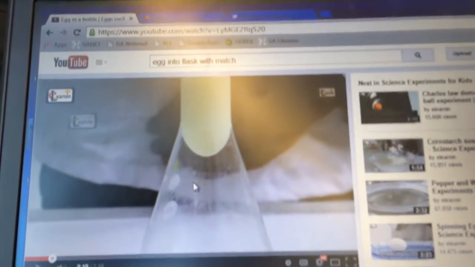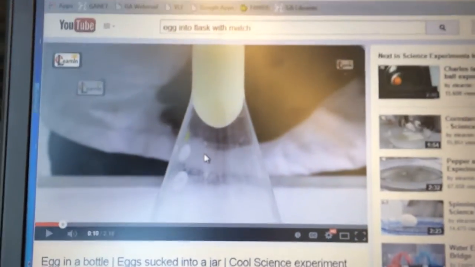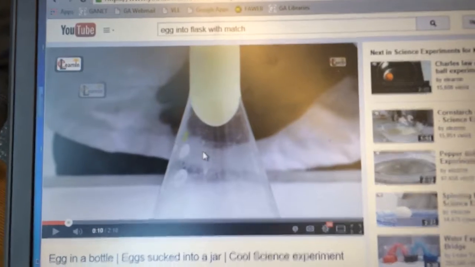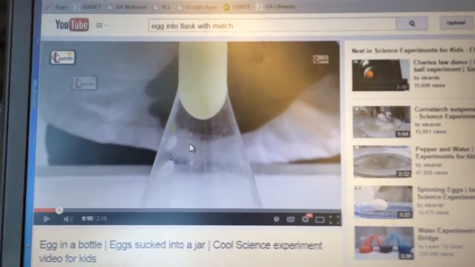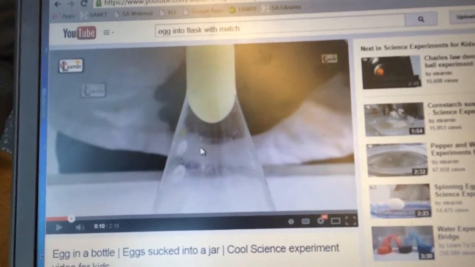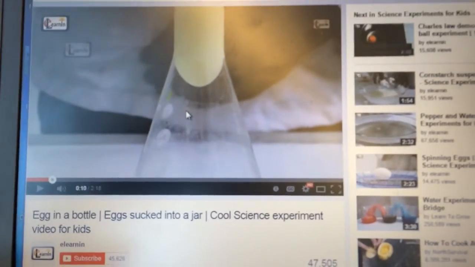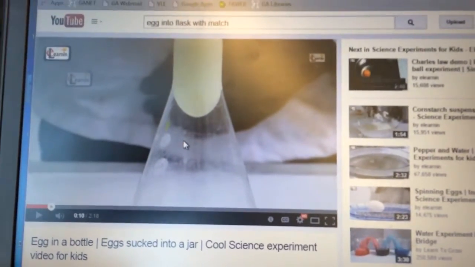Now, because the match is in the flask, the air inside there starts to heat up. When the air is hot, the pressure will rise unless the air particles get out of the flask into a bigger volume. They will go out of the bottle. Even the particles in the egg are expanding.